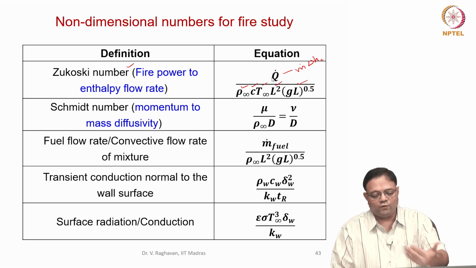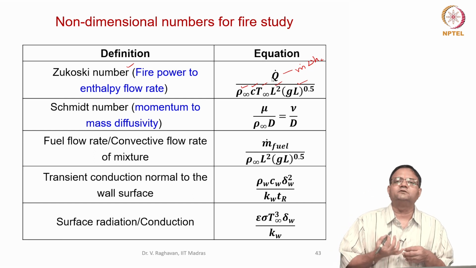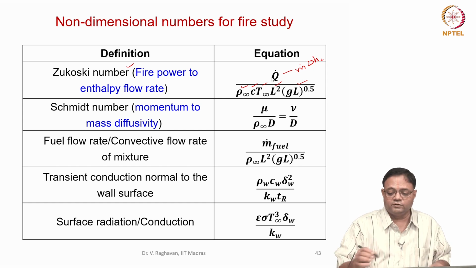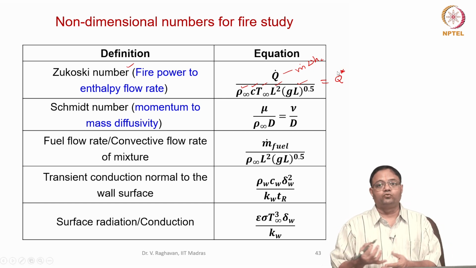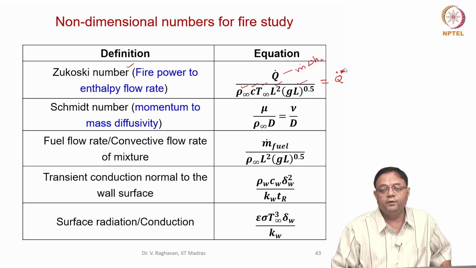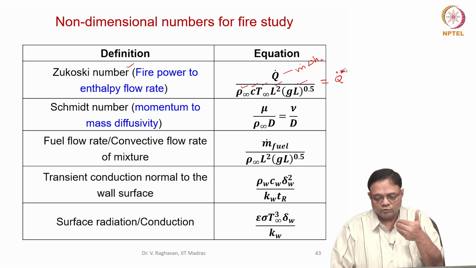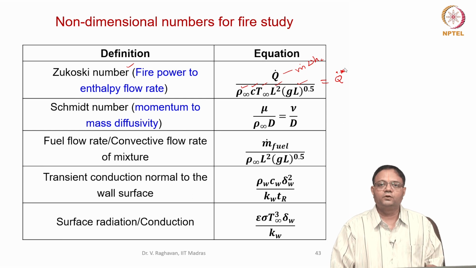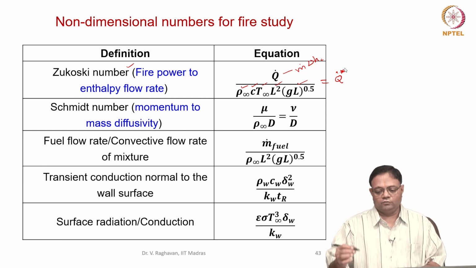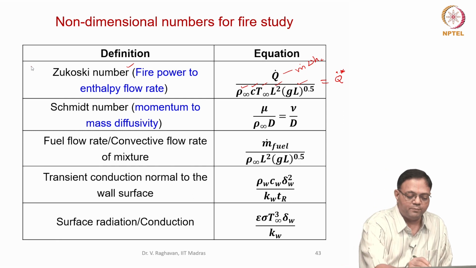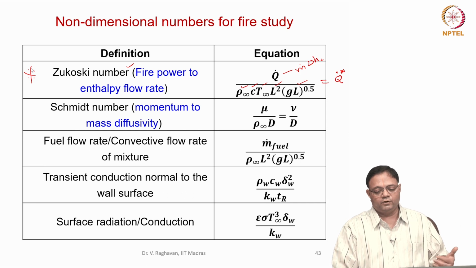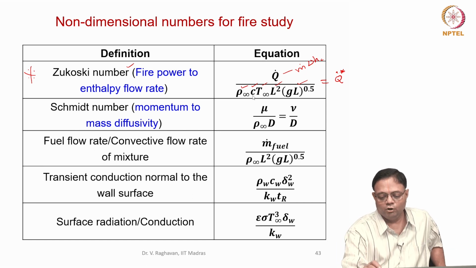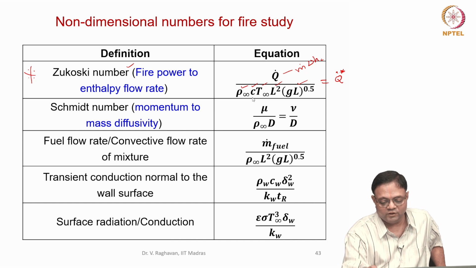Do you understand? We are just trying to non-dimensionalize the fire power, so this will be equal to Q star, the non-dimensional fire power. This is actually called the Zukowski number, which we can use to correlate several things, for example the flame length, burning rate, etc. Please understand that this is a very important number for us, where I non-dimensionalize the fire power using the enthalpy flow rate in a very simple form: rho A V times C times T.